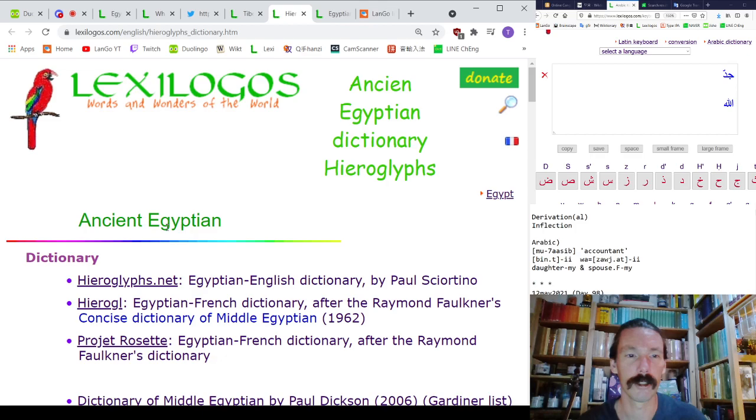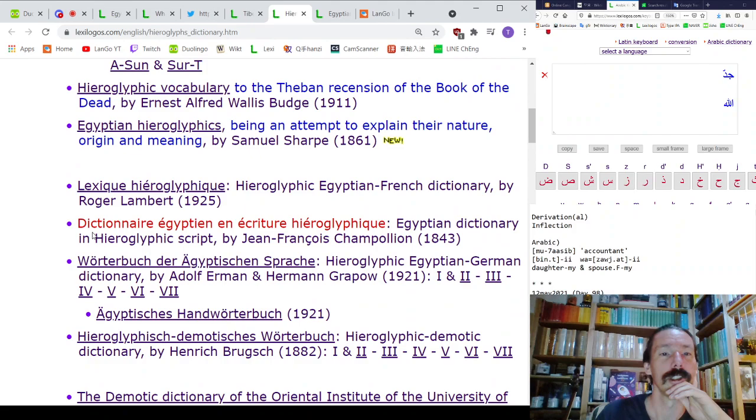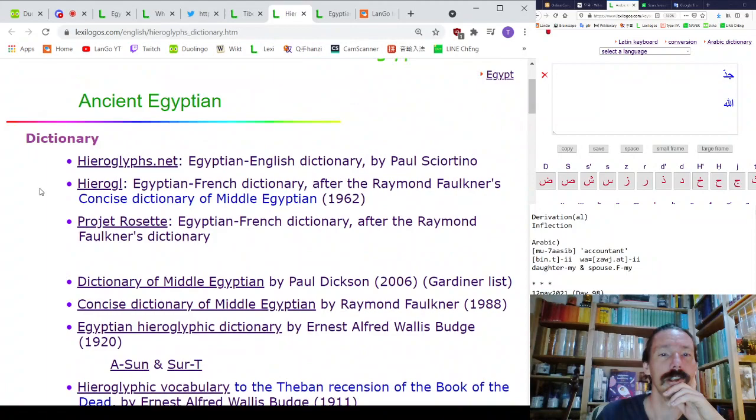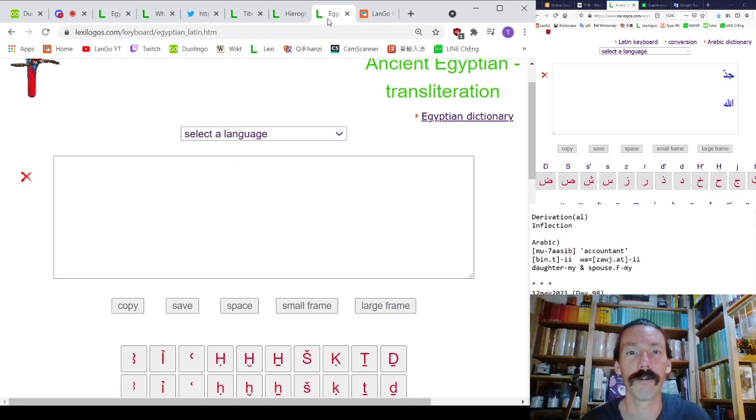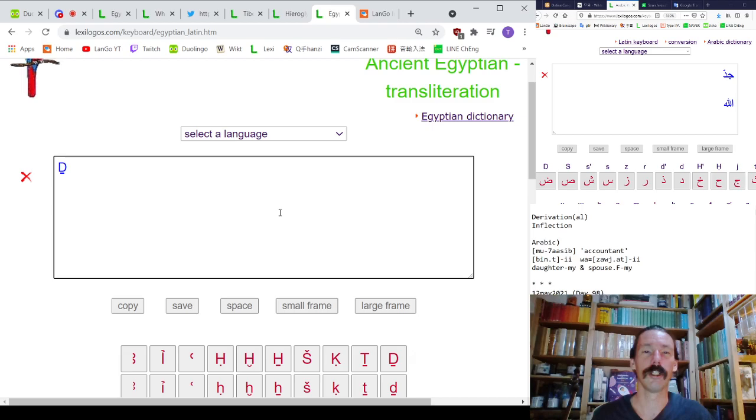Okay, so these are all different things. If I were going to introduce hieroglyphics, I would really start with learning the uniliteral signs. Do you know what those are? But I don't know if that's on this list. So, okay, now, how can we find some uniliteral ones? The ones for the basic letters. I don't know.